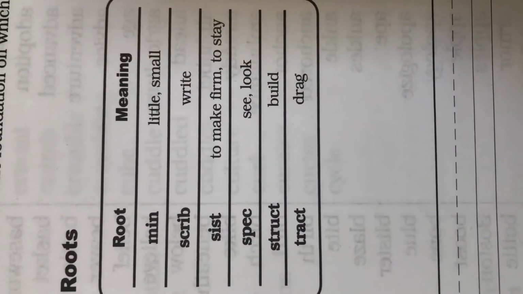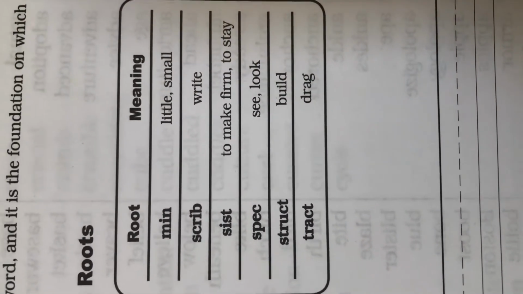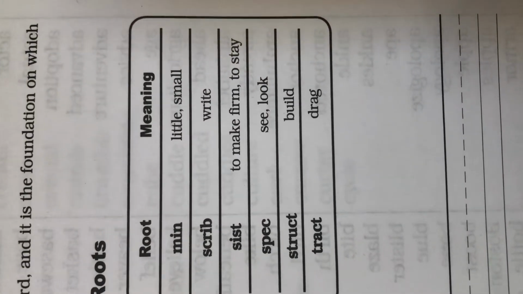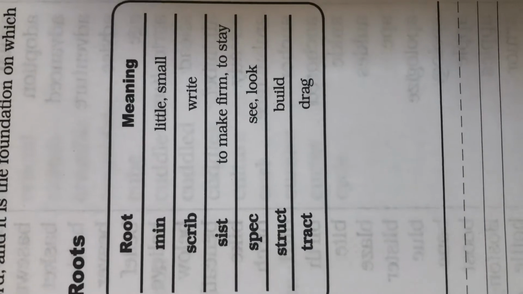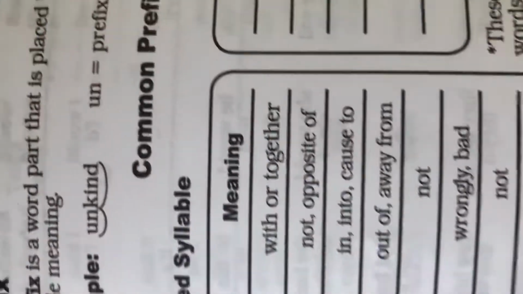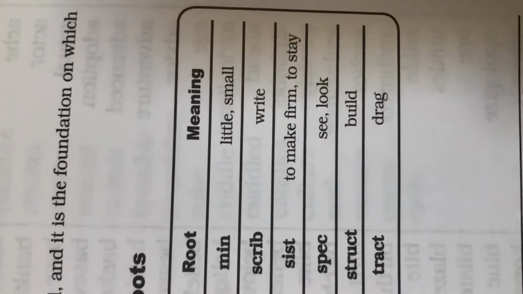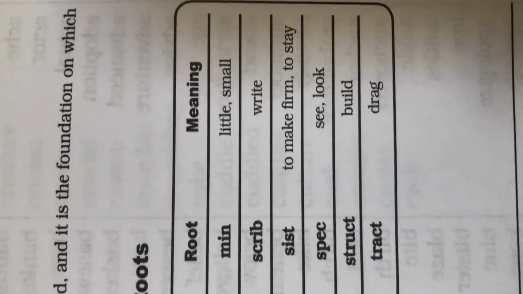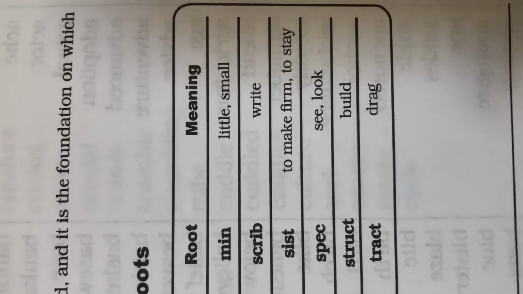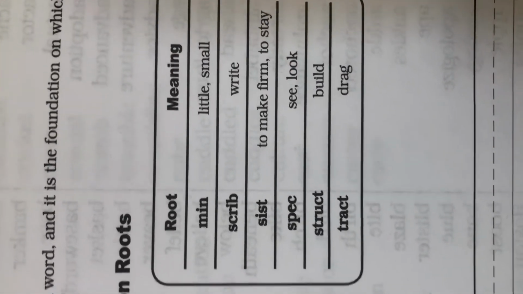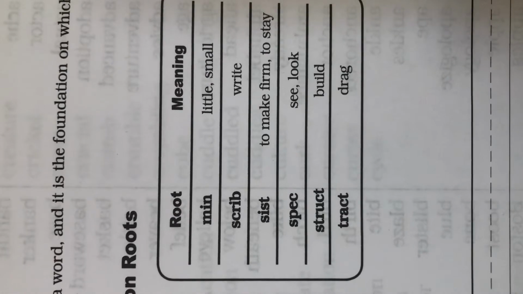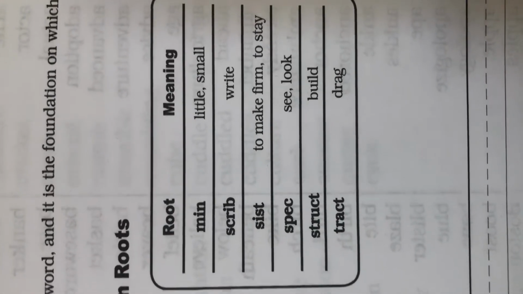Then you also have, one of my favorites, scribe, but there's also struct, and we talked about it before. Construct: con meaning with or together, struct meaning to build. So when you construct, you build something together. You're putting all those materials together, even if you're constructing it alone. You are taking things and putting them together and building them to make a new thing.